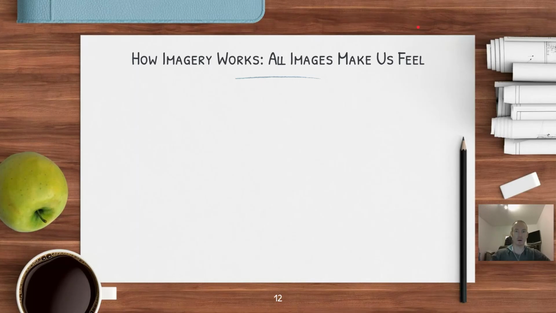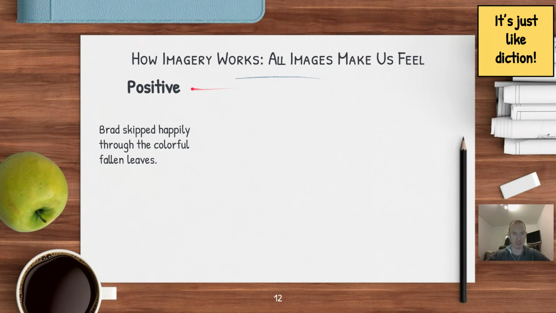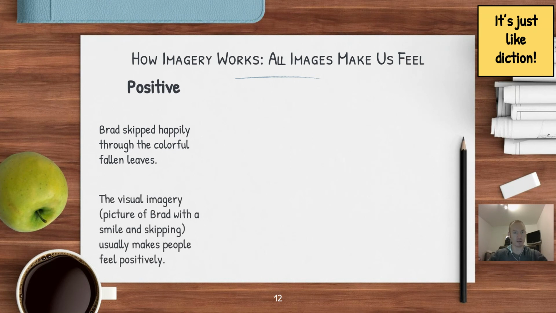So how imagery works: all images make us feel. It's almost exactly like diction. There's three ways to feel. Positive, like in this example again: Brad skipped happily through the colorful fallen leaves. The visual imagery of Brad, picturing Brad with a smile on his face and skipping usually would make people feel positively.